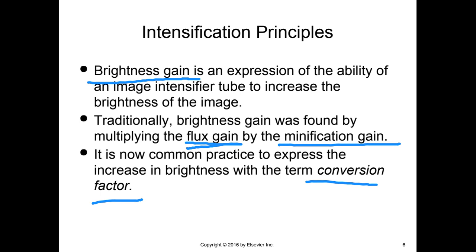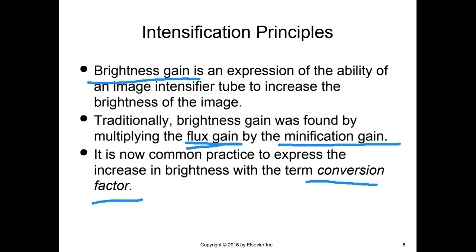The next term is flux gain. Per your book definition, flux gain is an expression of the ratio of the number of light photons emitted in the input phosphor and represents the tube's conversion efficiency. All right, the next term is minification gain. Per your book, it is an expression of the degree to which the image is minified, or made smaller, from the input phosphor to the output phosphor. If you remember back, we said that the input phosphor typically measures 15 to 30 centimeters, and the output phosphor is 2.5 centimeters. So your output phosphor is a whole lot smaller than your input phosphor.